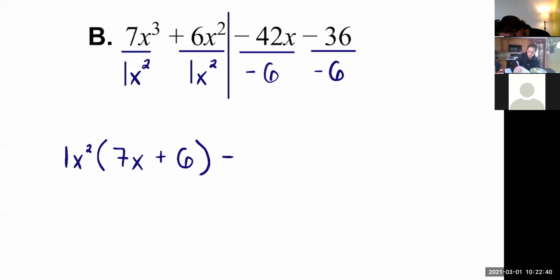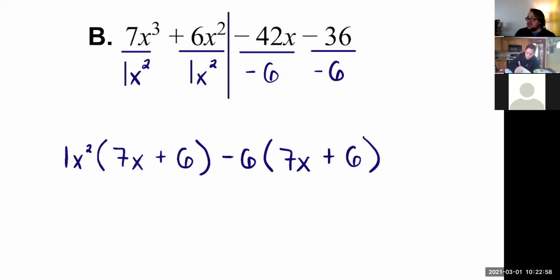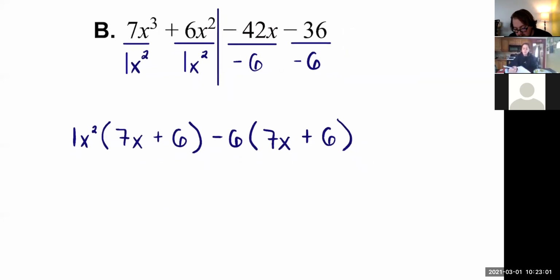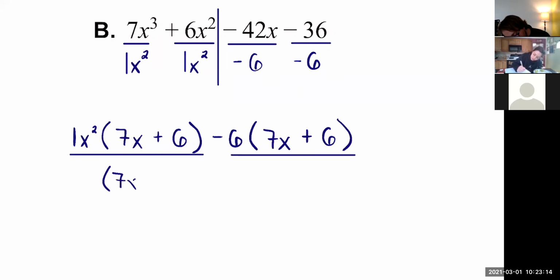So on the second side here, -6 is going to be my greatest common factor. -42x divided by -6 will give me a positive 7x. -36 divided by -6 will give me a positive 6. And I'm happy because the binomials, what's in the parentheses, match. So to take it one step further, we say that if that's the case, then these two halves technically have a greatest common factor of 7x plus 6.